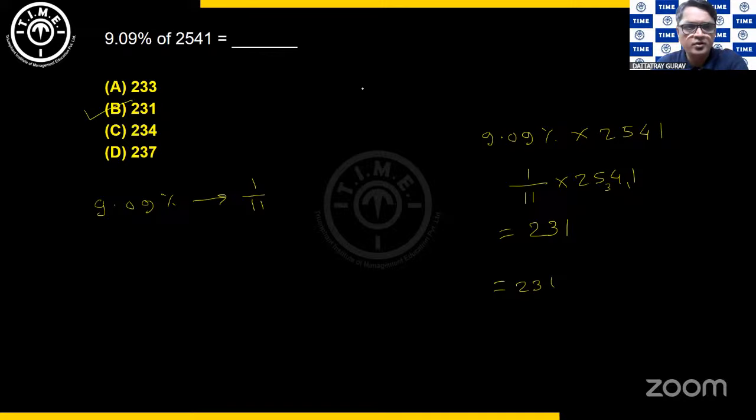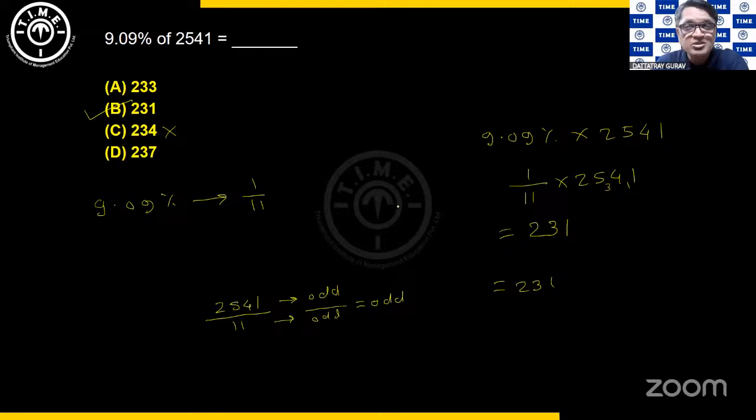This part is okay. Maybe we can use one more logic here. Please understand 2541. If I divide by 11, can I say 2541 is an odd number? And 11 is also an odd number. So an odd number divided by an odd number, the answer must be an odd number. If you use this method, option C is ruled out. Option C cannot be the answer.